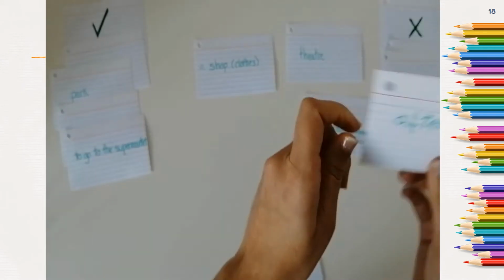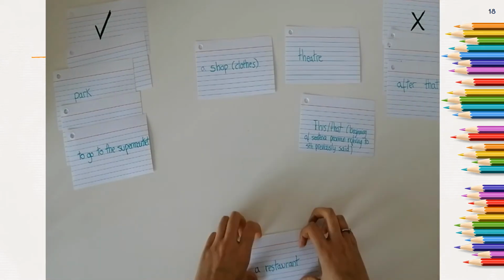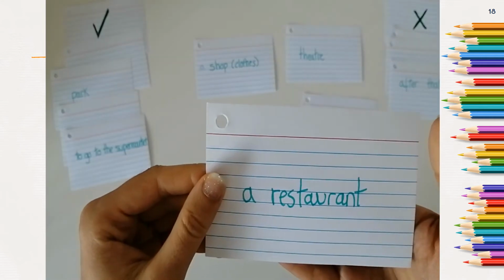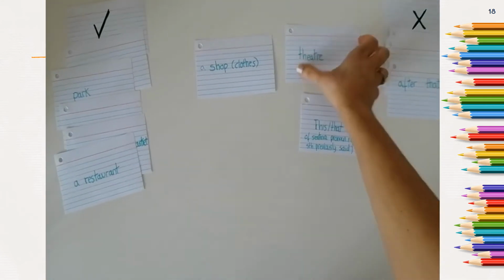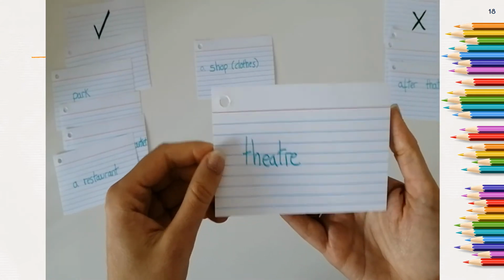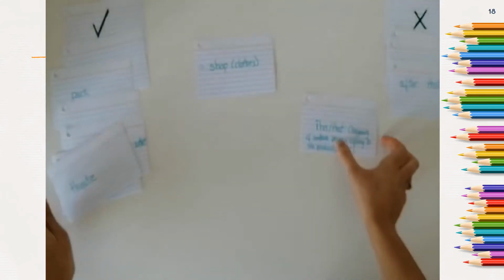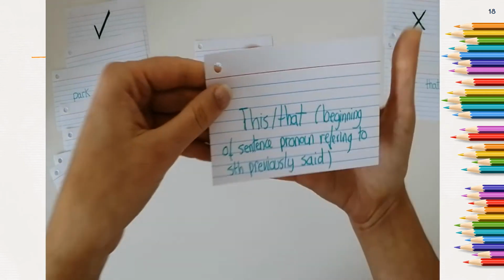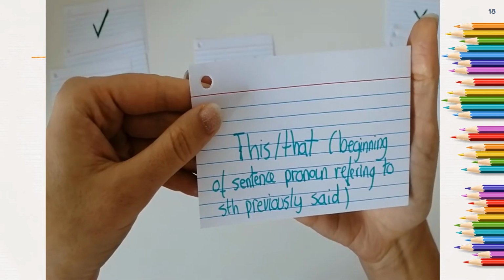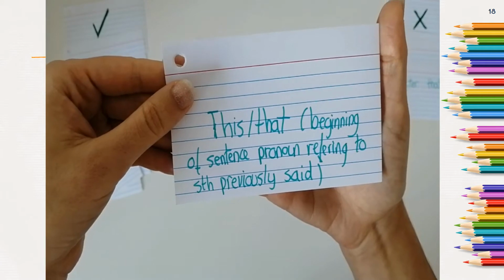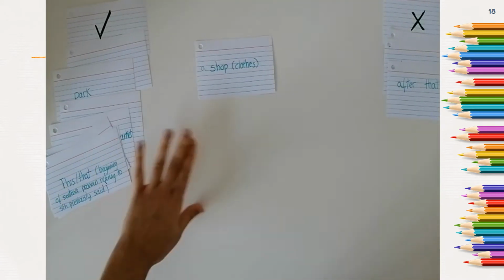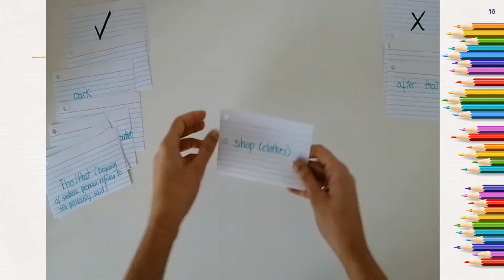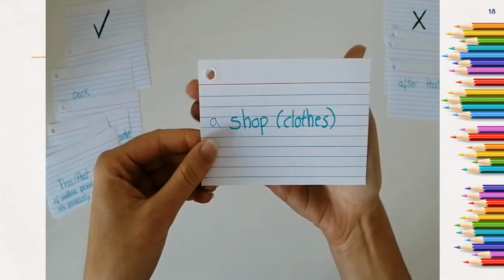Après, c'est là. So, wrong pile. A restaurant. Un restaurant. Correct? Theater. Le théâtre. Yes. And this or that, beginning of a sentence pronoun referring to something previously said. Cela. Correct. And then a shop for clothes, un magasin de vêtements. I know it, so to the right pile.